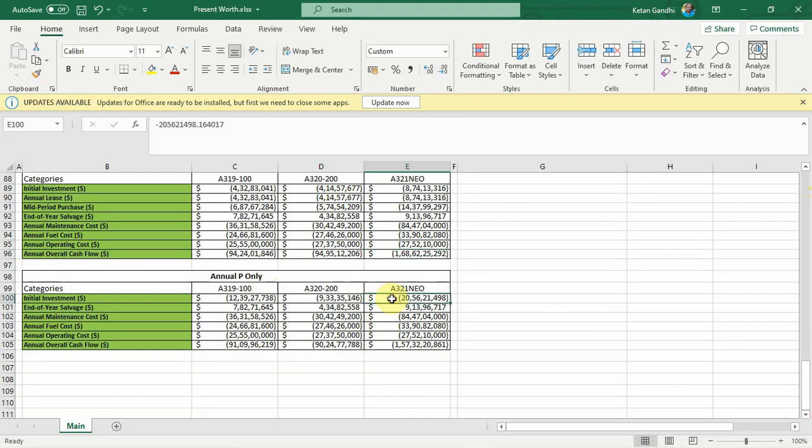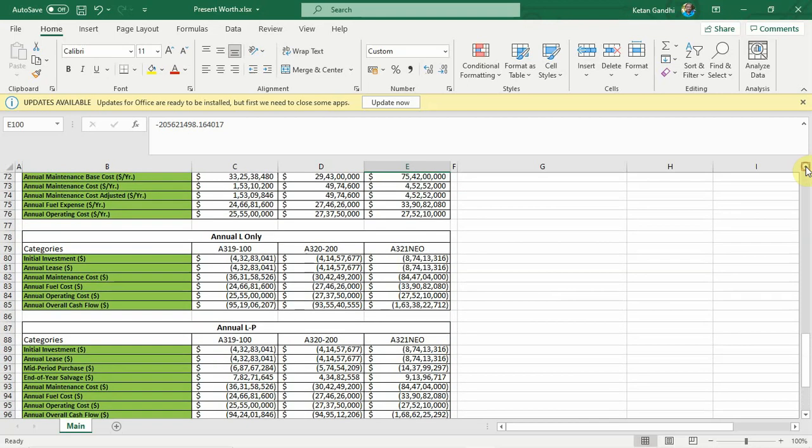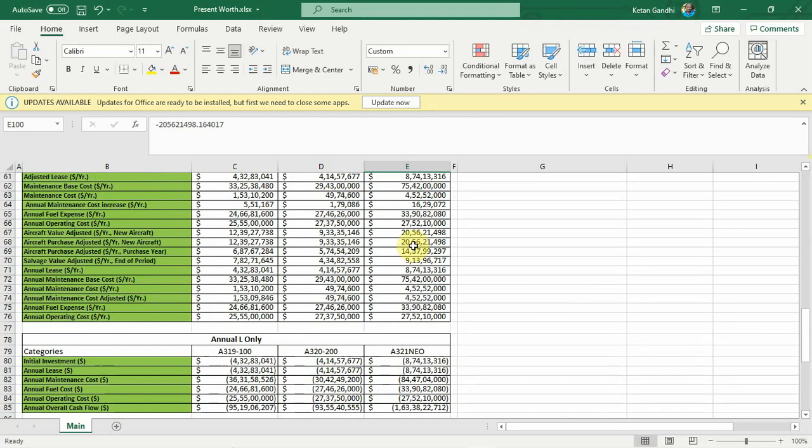So here the scenario is that the aircraft is leased first for 5 years, then it is purchased from the lessor at a fixed term, and then the calculations are there. Here the parameters are the initial investment, which is the aircraft purchase adjusted value of the new aircraft. So this is coming from there. We'll just go on top and check it out. This is coming from here, aircraft purchase adjusted value.